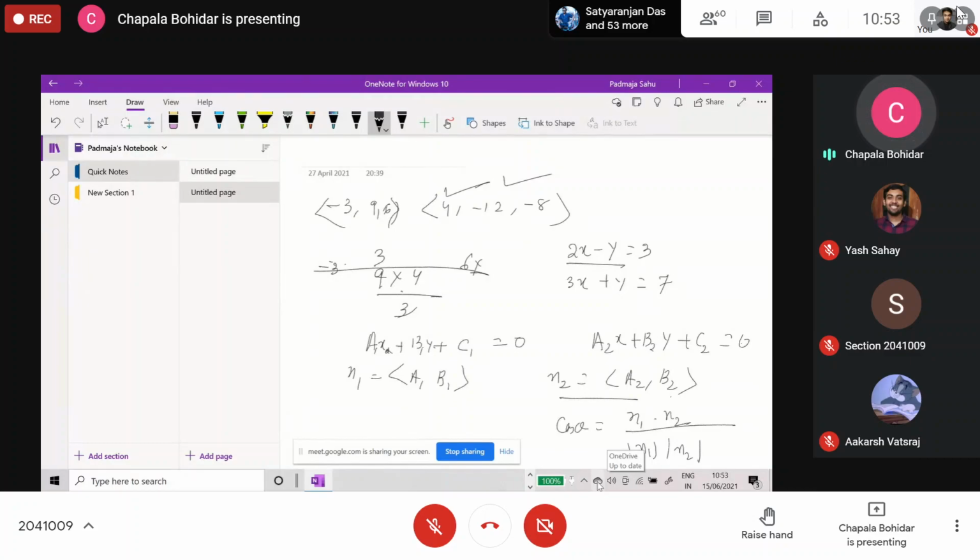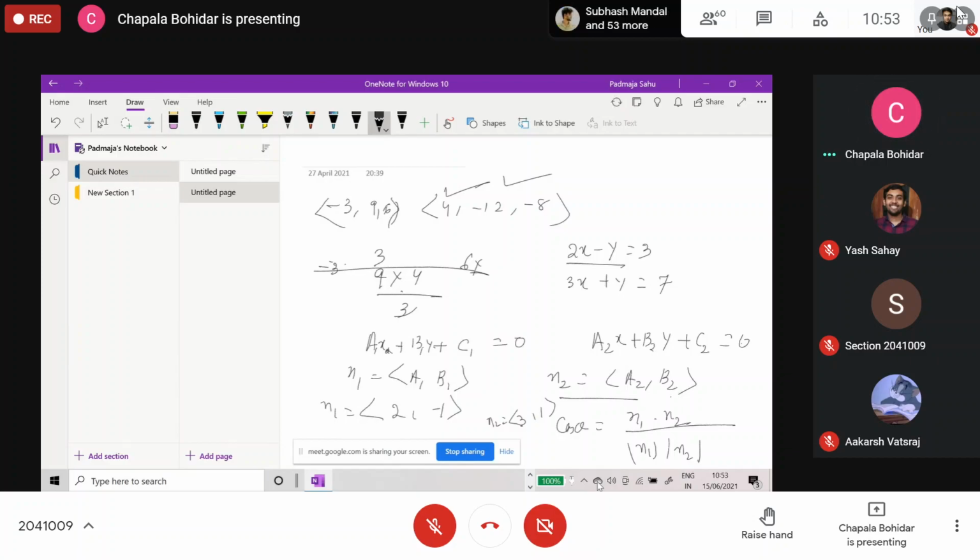So N1 here is 2, minus 1. N2 is equal to 3, 1. So according to your question, you see what we are getting for N1 and N2. Then question number 29 is done, after that 29 to 38.